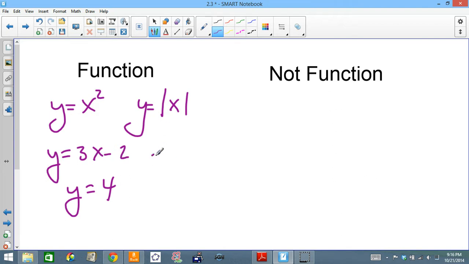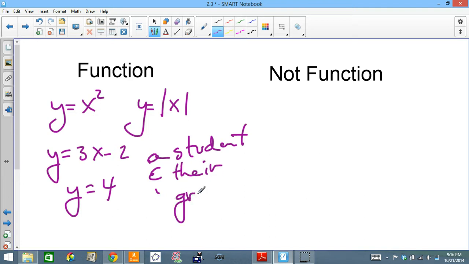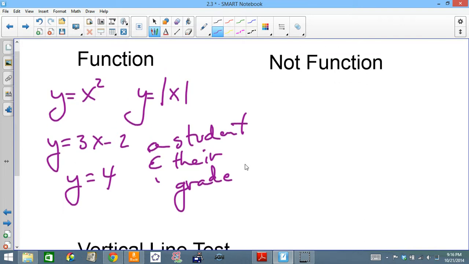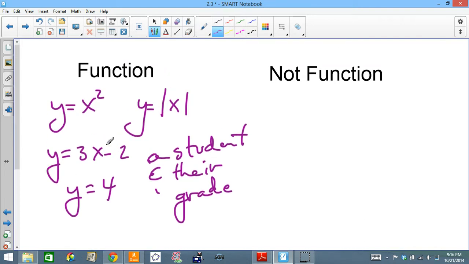Another function we don't think about is a student and their grade. I'll explain that in a few minutes, but a student and his grade, each student only has one grade, okay? So each student has exactly one grade associated with them. And we're talking about the math grade. I know you have a different grade in English and a different grade in Arabic and a different grade in history, but we're talking about your math grade. Each one of you has exactly one grade.